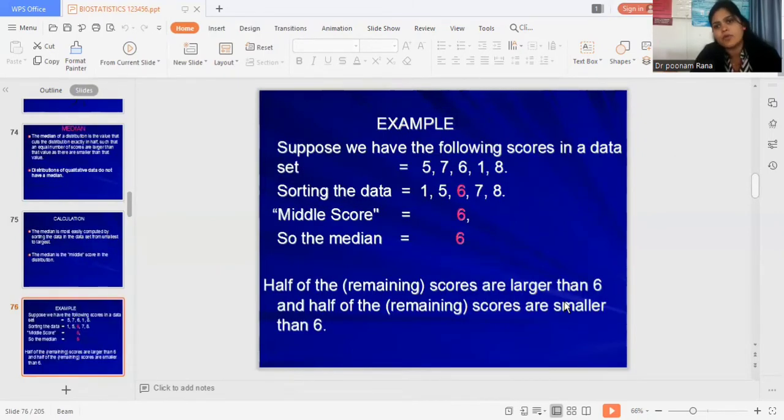Suppose we have the following scores in the data set: 5, 6, 7, 6, 1, and 8. When we sort the data: 1, 5, 6, 7, 8. So what is the middle score? The middle score is 6. So what is the median? It is 6. It's simple. So half of the remaining scores are larger than 6 and half of the remaining scores are smaller than 6.